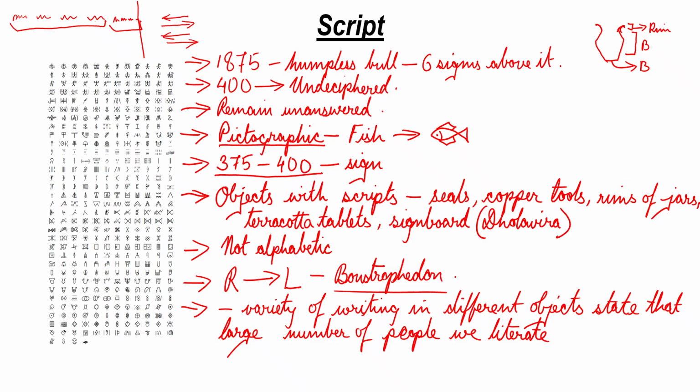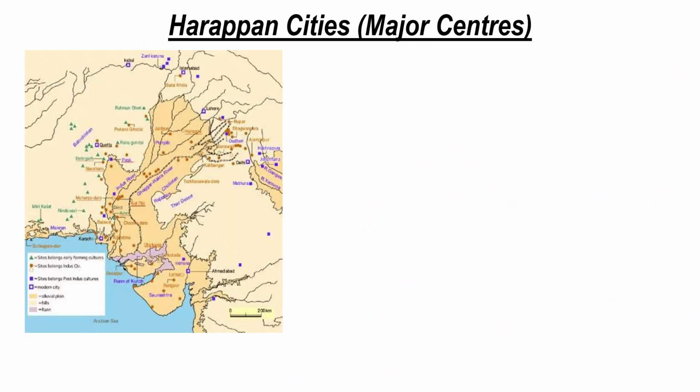That is all we need to know about the script. So there were signs found for 400 years. It is undeciphered. Questions remain unanswered. It is pictographic. Then we have about 375 to 400 symbols. In many objects, writings were found. It was not alphabetic. It was Boustrophedon. In many ICSE books, Boustrophedon is not given. The amount of writing shows that people were literate. So that is all you need to know about the Harappan script.